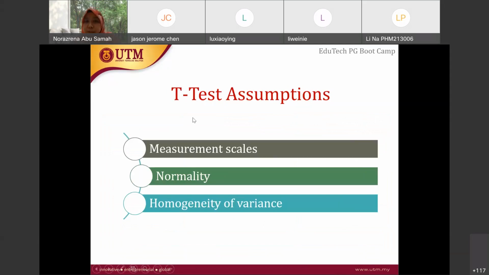So, t-test assumptions and measurement scales. Do you still remember measurement scales? What are the four measurement scales? Can anyone answer?